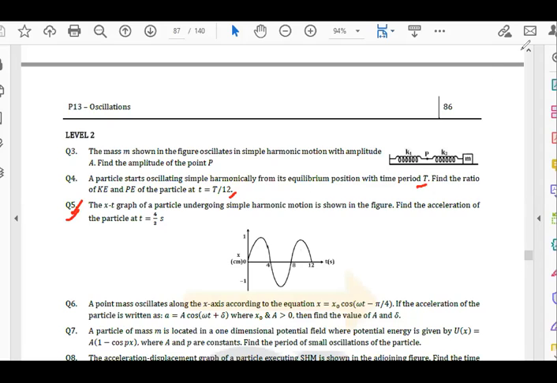Now this is your x-t curve, and it is a sine curve. From this, I can say that it is starting from 0, so initial phase is 0. Find the acceleration of the particle at t is equal to 4 by 3. Formula putting. We know that acceleration is equal to minus omega square x, and it is given that x is equal to 1 sine omega t. So a is equal to minus omega squared sine omega t. Agree?